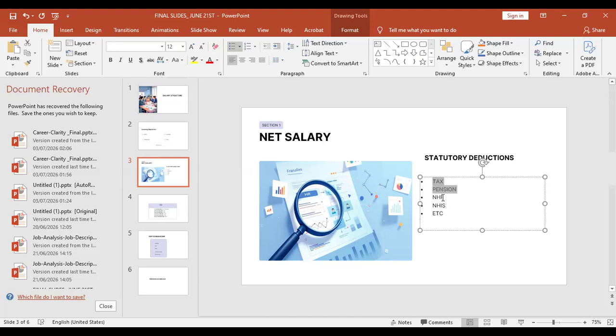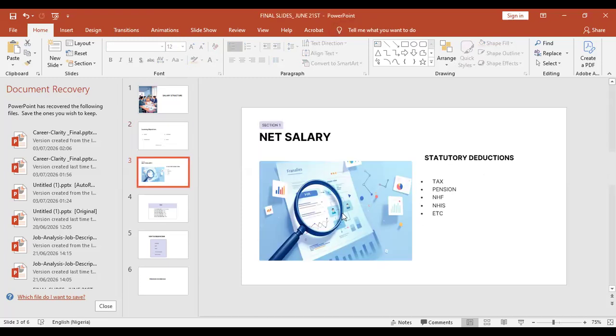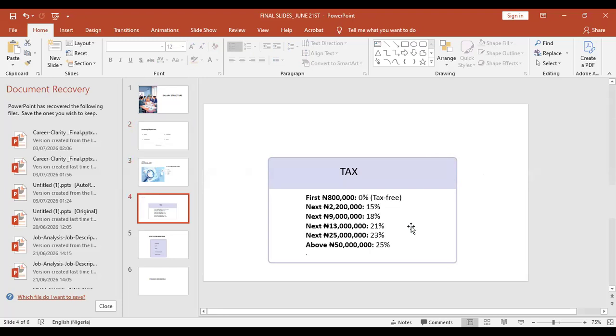So after getting all this, we deduct the amount of tax, pension, NHF, NHIS, and we remove it from the gross that we've got in 100%. That gives us our net salary. That's simple, right? Yes. So let's just take them one after the other.